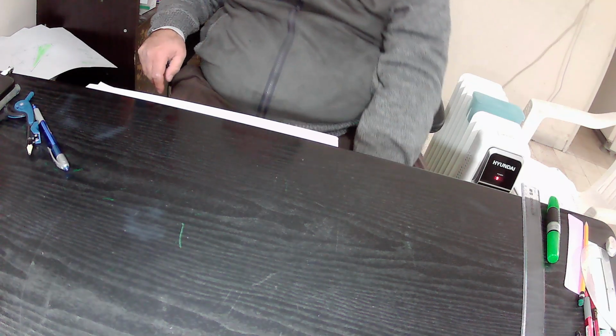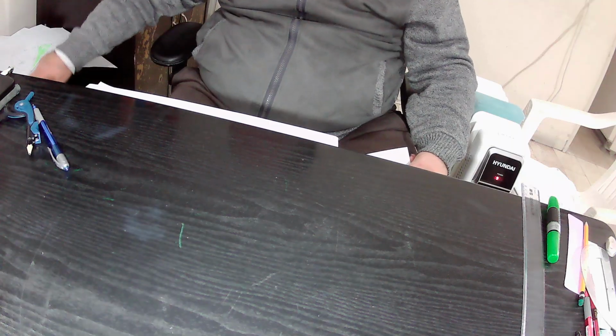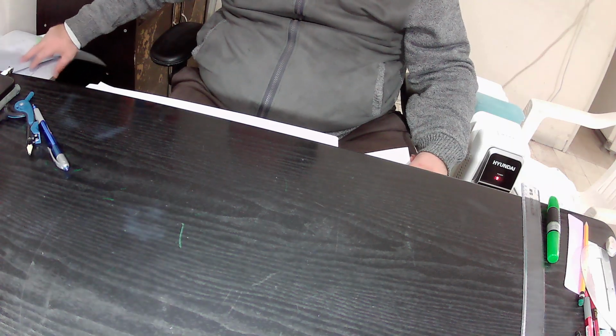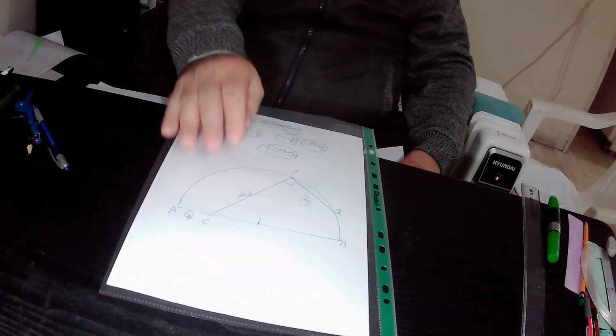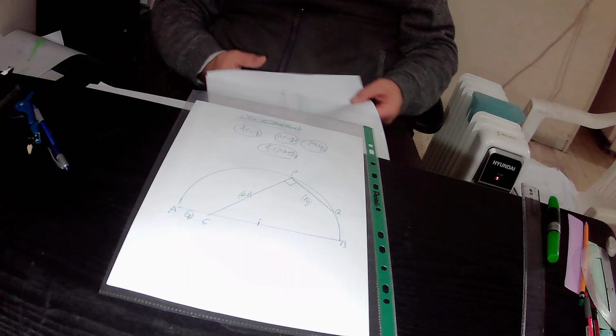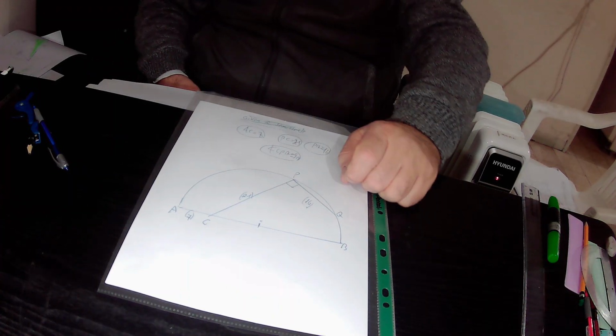In the second question, our task is to find out the area of this semicircle. So in the drawing we have a semicircle.